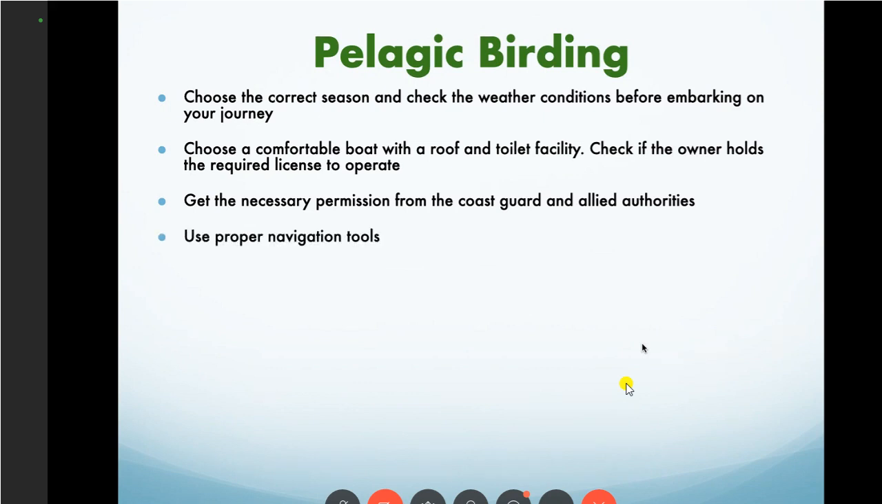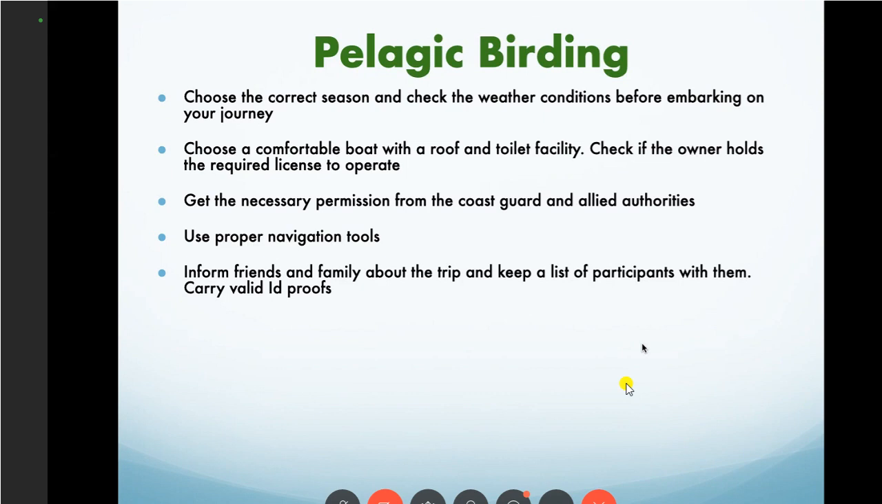Obviously, use proper navigation tools. You don't want to lose your way in the sea. And believe me, once you go in, you just don't know where you turned, how you turned, nothing. When we went, it's all because of the fishermen that we had that we were able to understand where we were going. It was like being completely lost in the sea world.